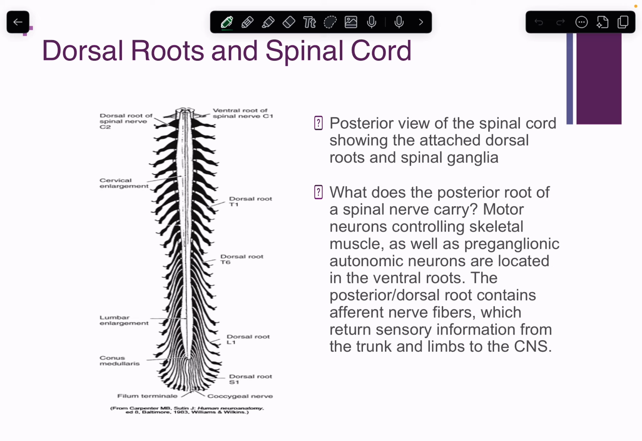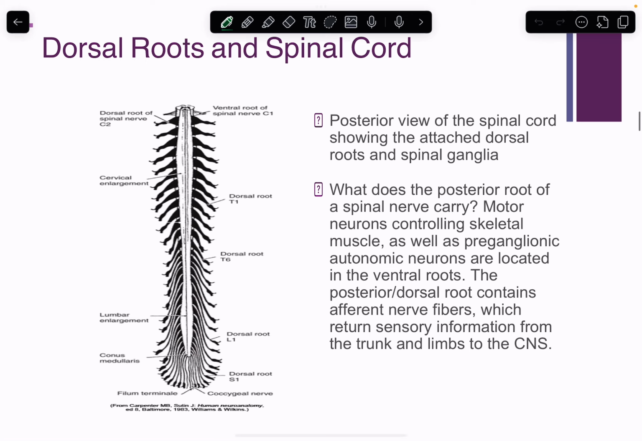So the cervical enlargement is a widened area of the spinal cord, as you can see, in the lower cervical region. It is essential for upper limb motor control and sensory processing, making it vital for hand and arm function. How about the lumbar enlargement?